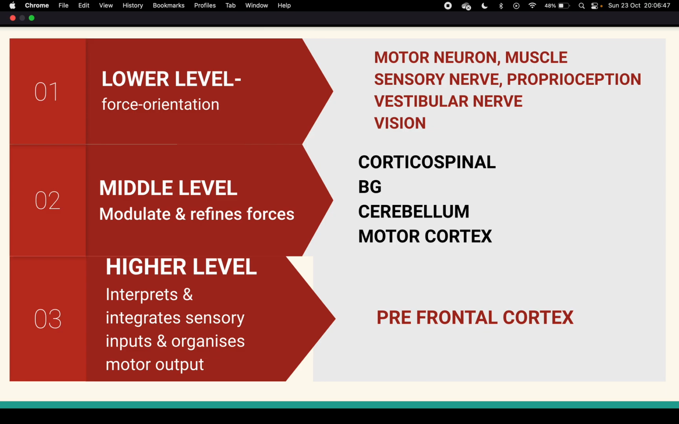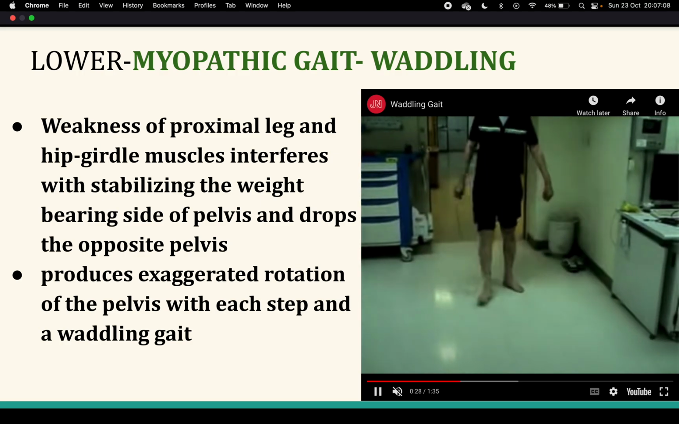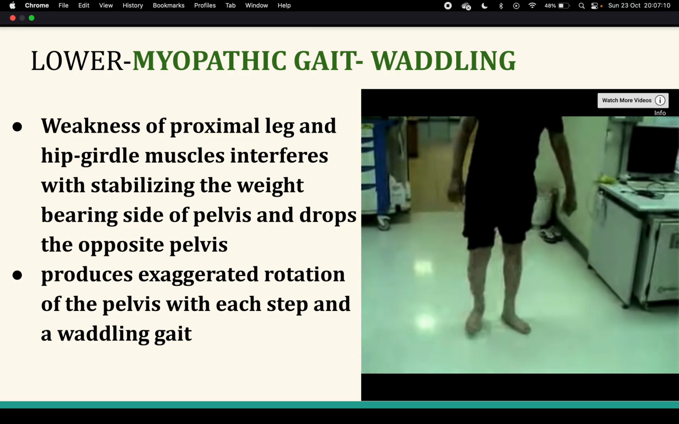The middle level means the connection between the prefrontal cortex and this lower level thing. That means corticospinal tract, basal ganglia, cerebellum, and the motor cortex. Higher level means it is the prefrontal cortex which interprets, integrates sensory inputs, and organizes the motor output. So lower level means, as we have said, muscle, motor neuron, and sensations.